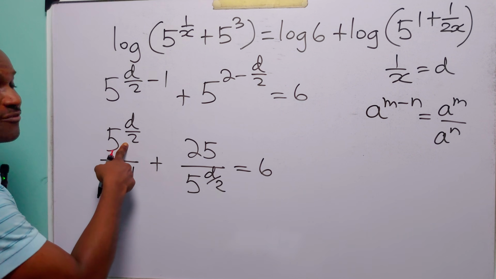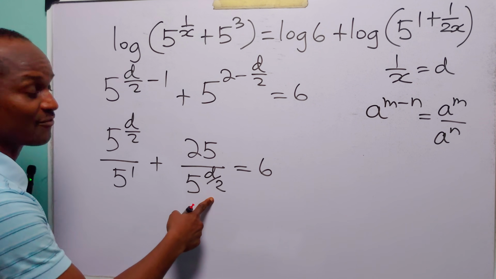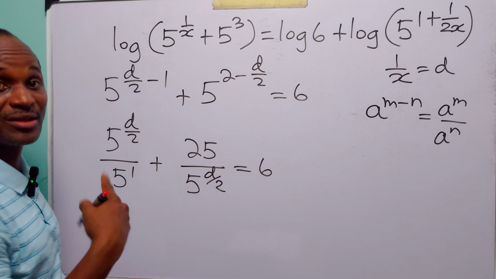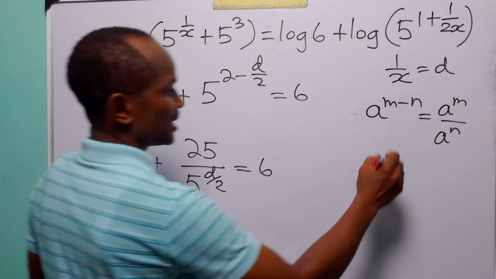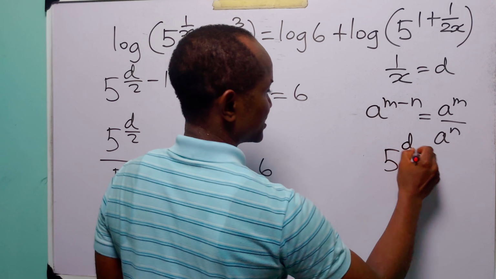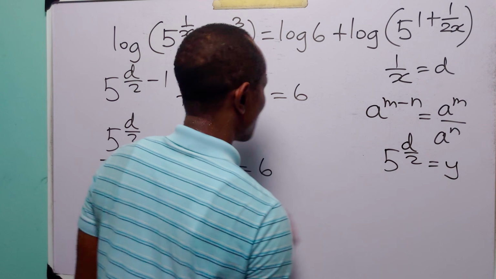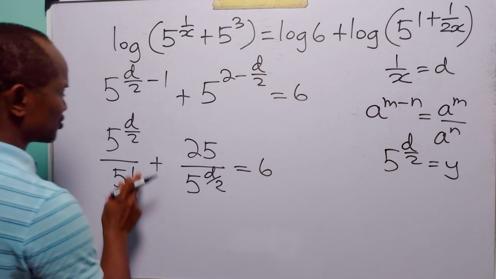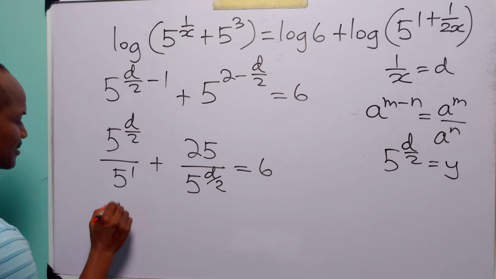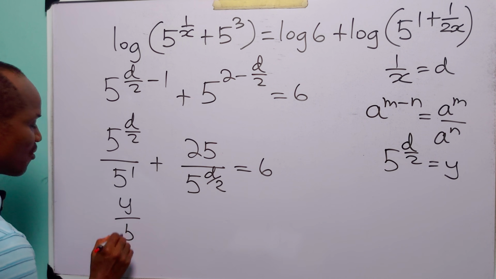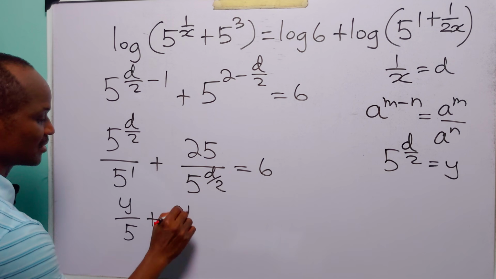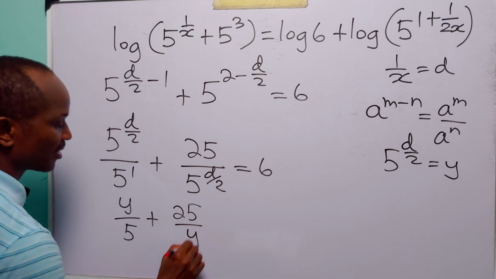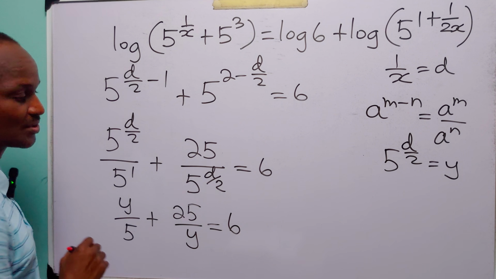Now notice that here we have 5 to the power d over 2 and here we have 5 to the power d over 2. So let us do a substitution. Let 5 to the power d over 2 be equal to y. Now with this substitution, we can write this equation as y over 5 plus 25 over y is equal to 6.